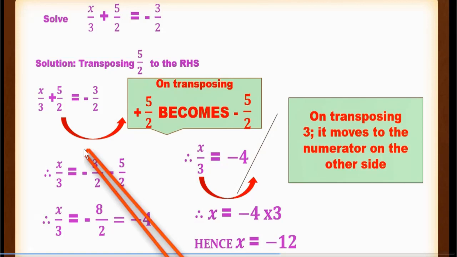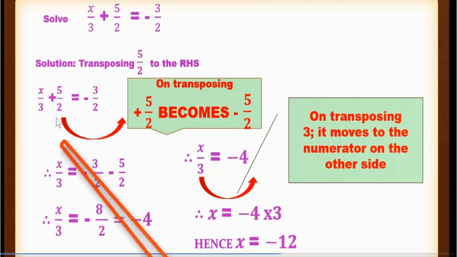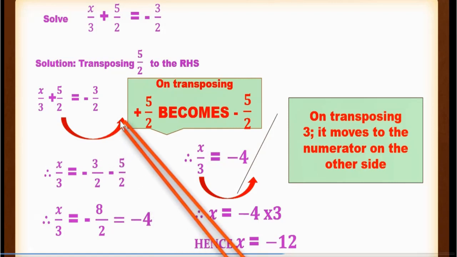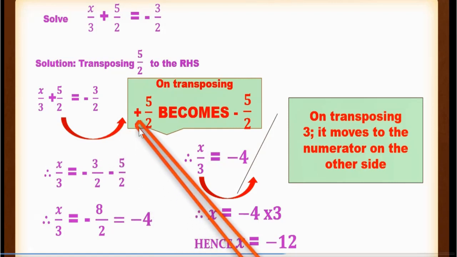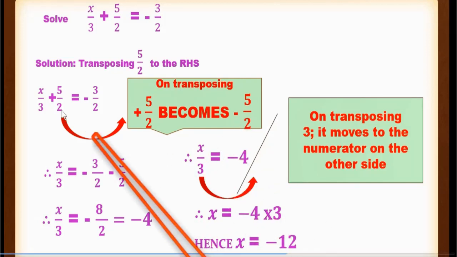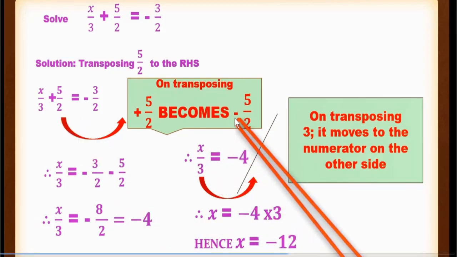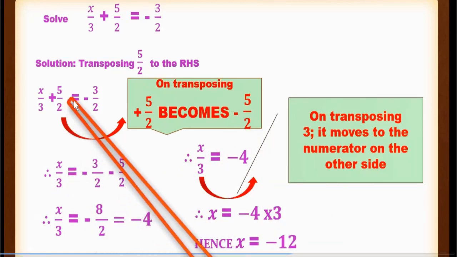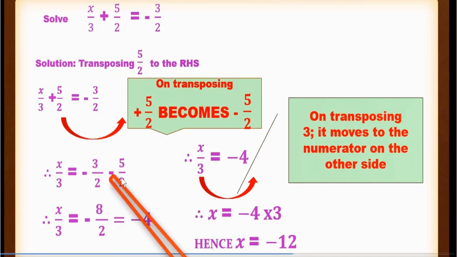Now, let us solve this equation. First step is to transpose plus 5 by 2 to the right side. On transposing plus 5 by 2 to the right side, it becomes minus 5 by 2 because a plus sign becomes a minus sign on transposing to the right side. Therefore, x by 3 is equal to minus 3 by 2 minus 5 by 2.